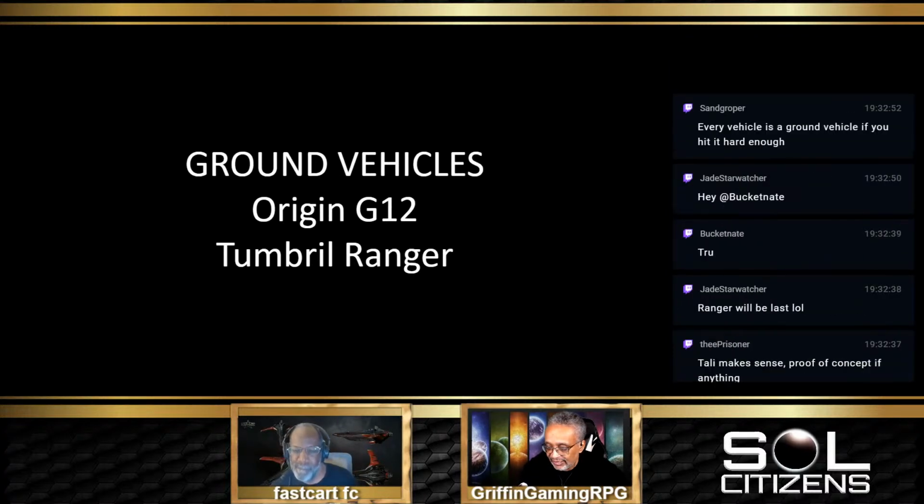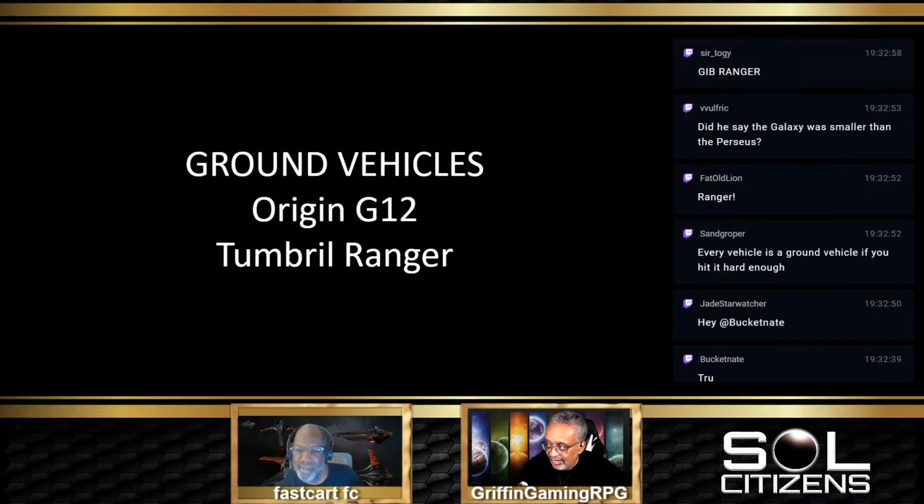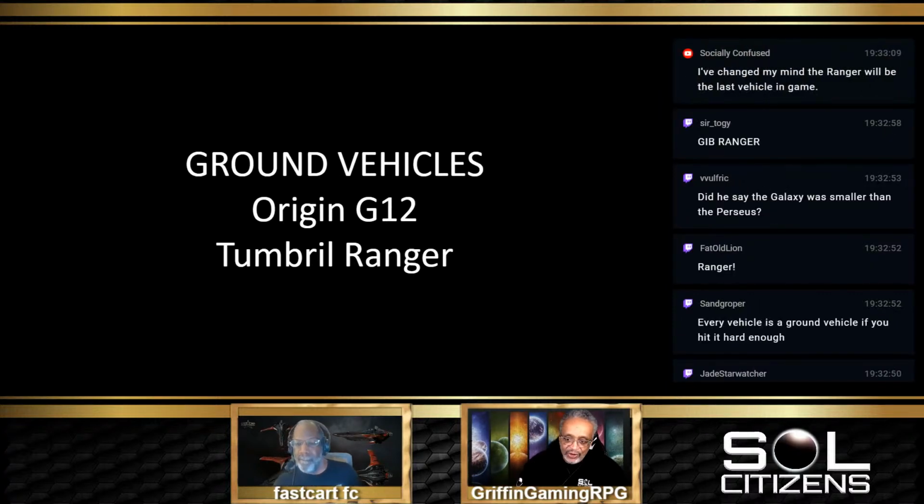Whether you want to talk about a Lynx, an Ursa, the Tumbrils, we've got a lot of vehicles out there, not to mention the bikes and stuff. But here we've got the Origin series and we've got the Tumbril series. I'm going to talk about the Origin because I know you're interested in the Ranger, so I'll talk about the G12. A lot of people are looking for the G12 who are Origin owners because the G12 comes with a couple of the ships.